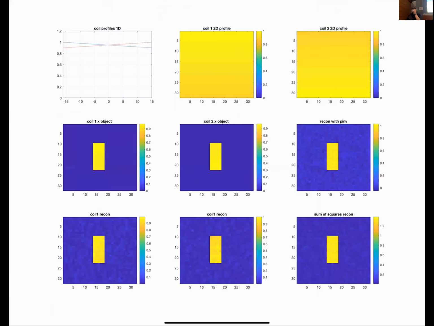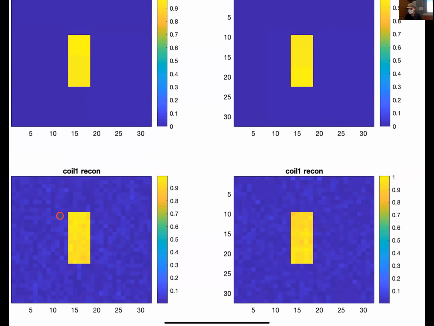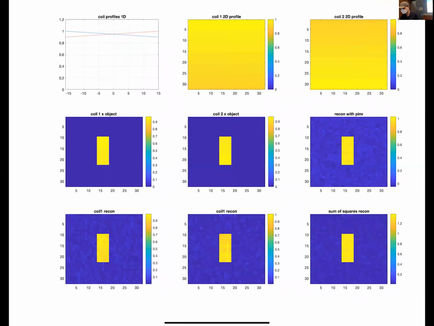It used to be that when people were designing coil arrays, they thought, if I'm going to use sum of squares, I want to make these coils have as much overlap as possible. That was the name of the game. But that turned out to be exactly the wrong answer if you want to go faster, which we'll see in a minute. Here you're seeing both coils, coil 1 reconstructed individually, and this should say coil 2 reconstructed individually. I think that's a mistake, definitely.